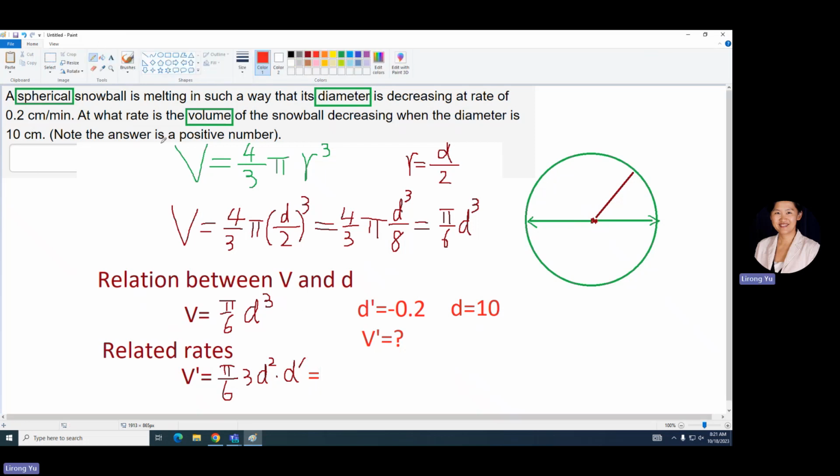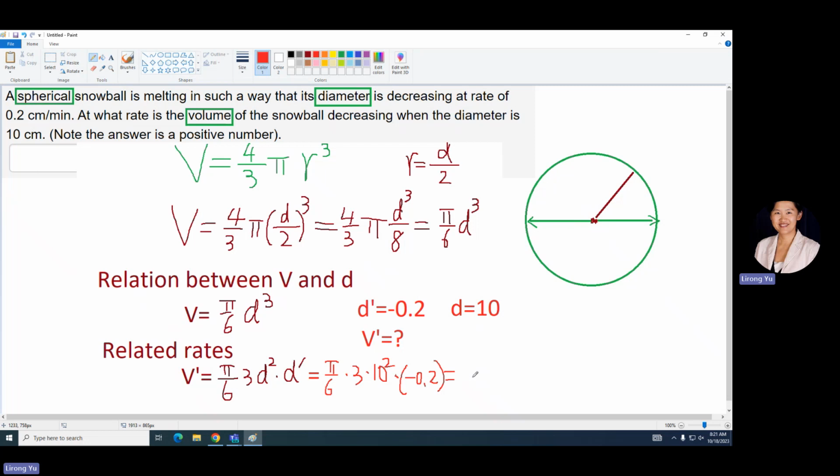pi over 6 multiplied by 3, and then times D squared, which is 10 squared. Then times negative 0.2. So this is the necessary calculation. I'm going to leave the pi and calculate everything else. The 6 cancels the 3, so we have a 2 in here. This 2 cancels the 0.2.